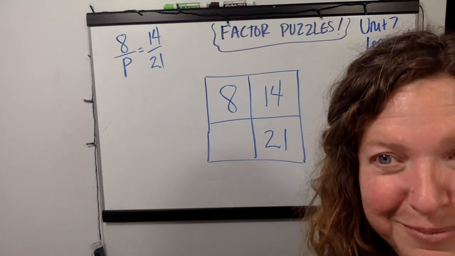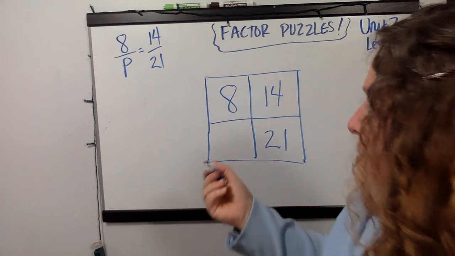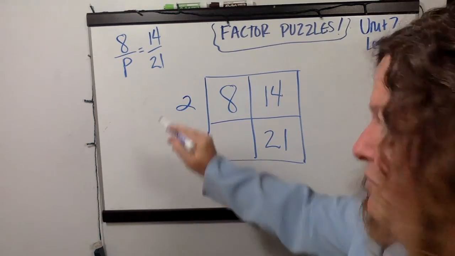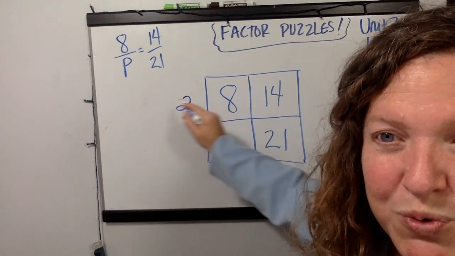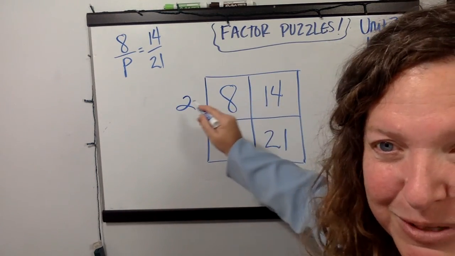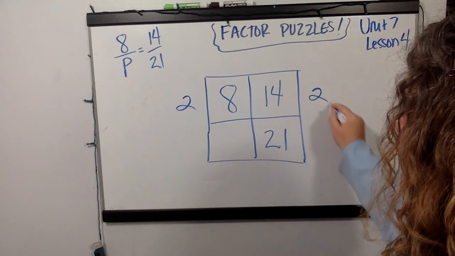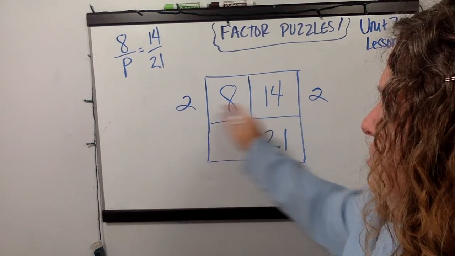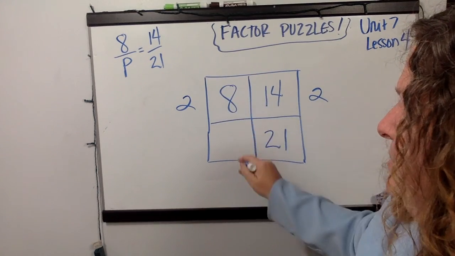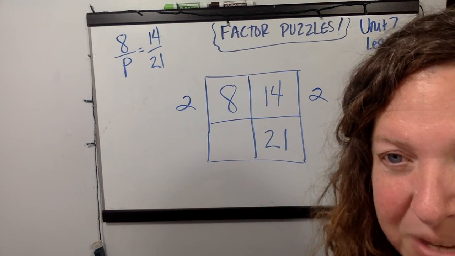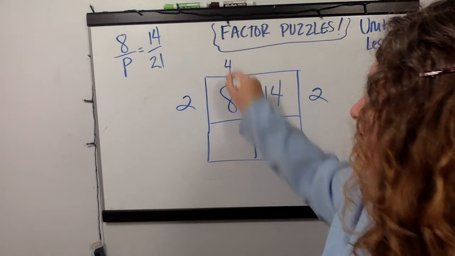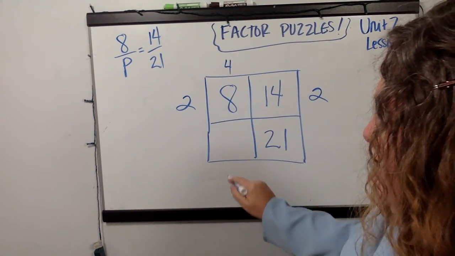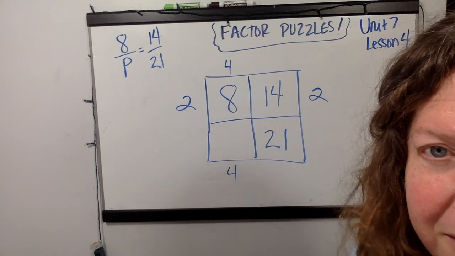Well, hopefully you're saying 2. They're both even numbers, so it's got to be 2. We're going to put a 2 there, and because it's in the 2 row on the multiplication chart, we're also going to put a 2 there. It's in the 2 row, so 2 times something gives us 8. 2 times what gives us 8? 4. If it's in the 4 column, that means all the way up and down it's in the 4 column. So we put the 4 there, and we also put it down there.